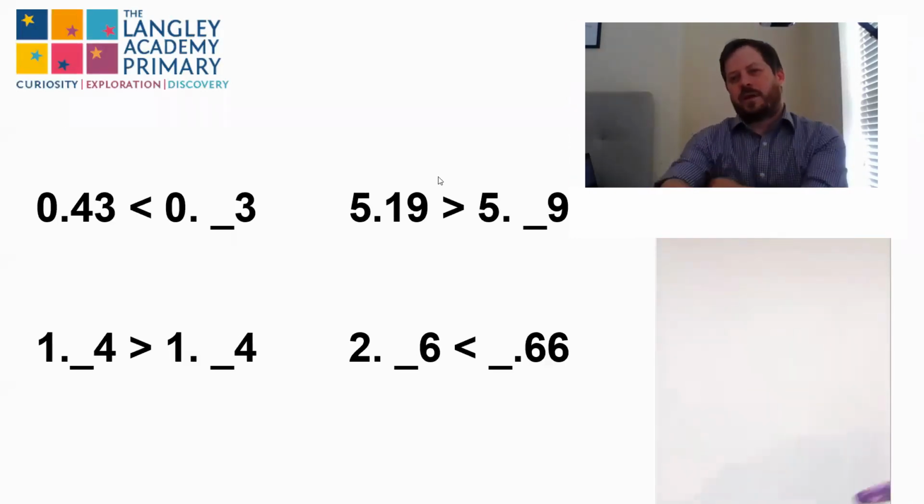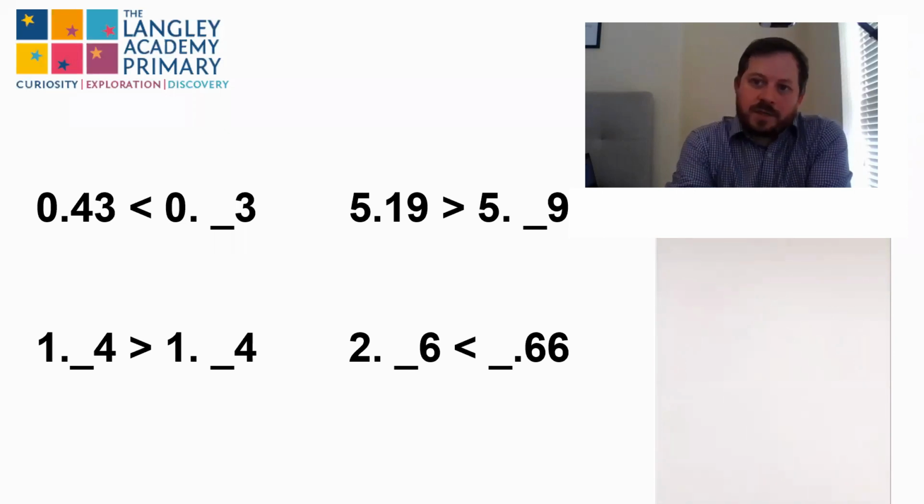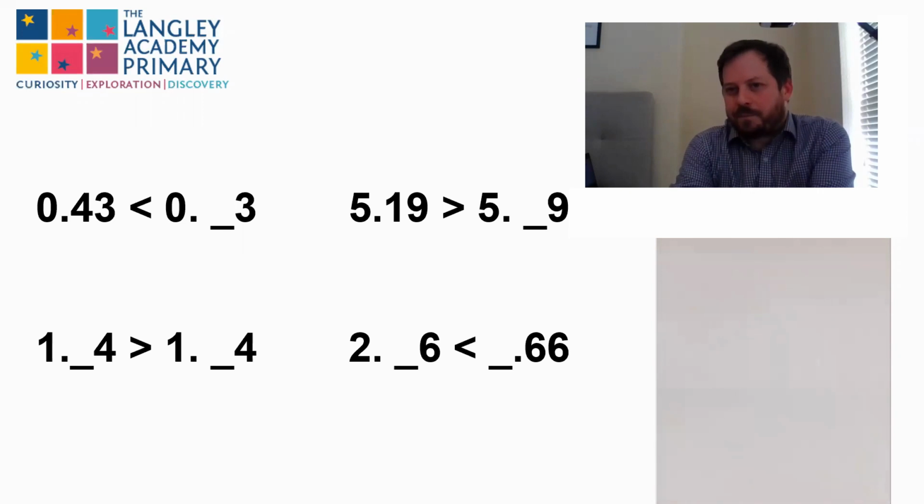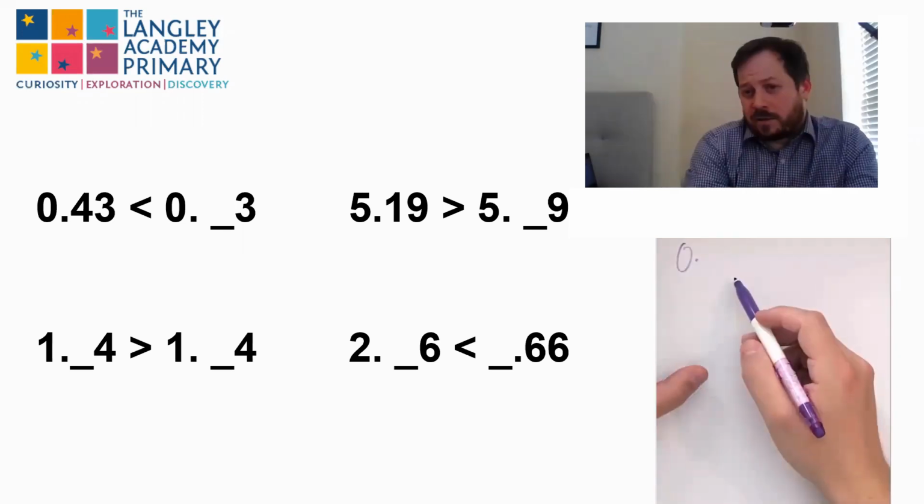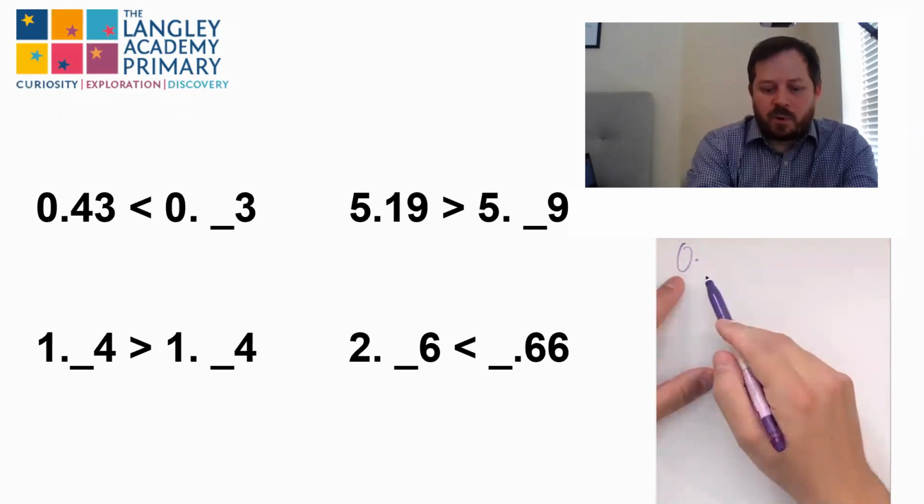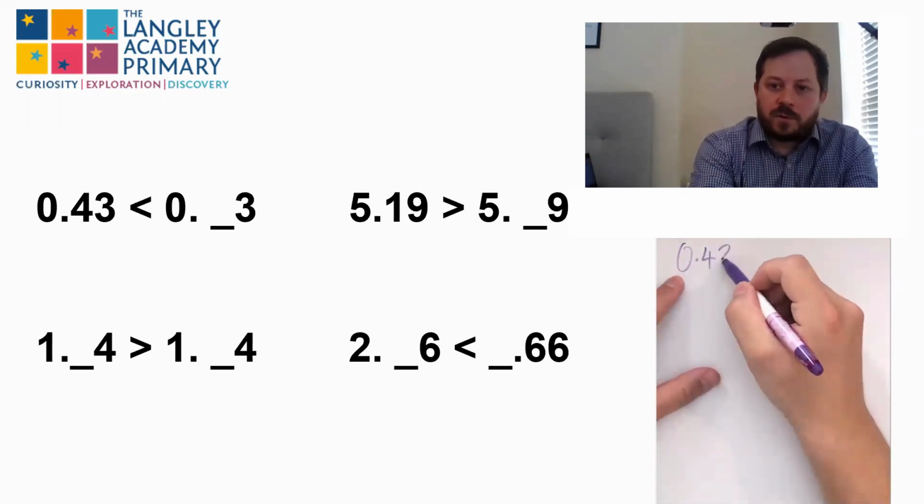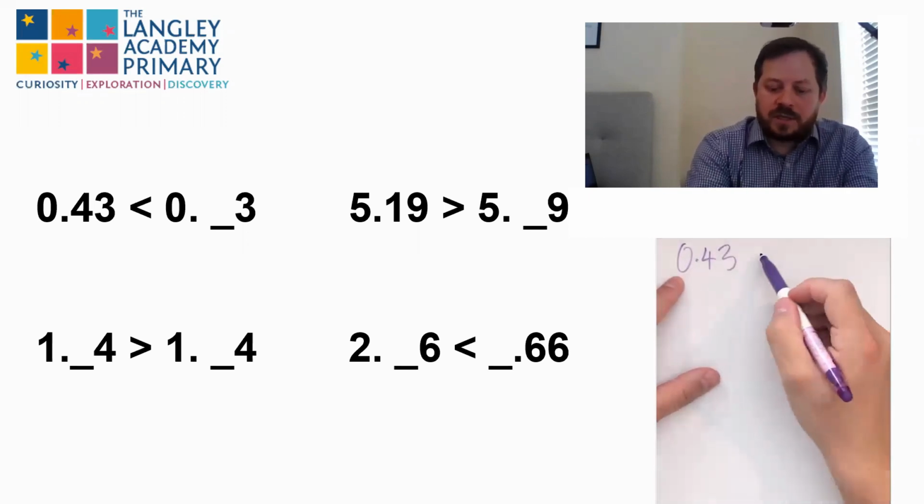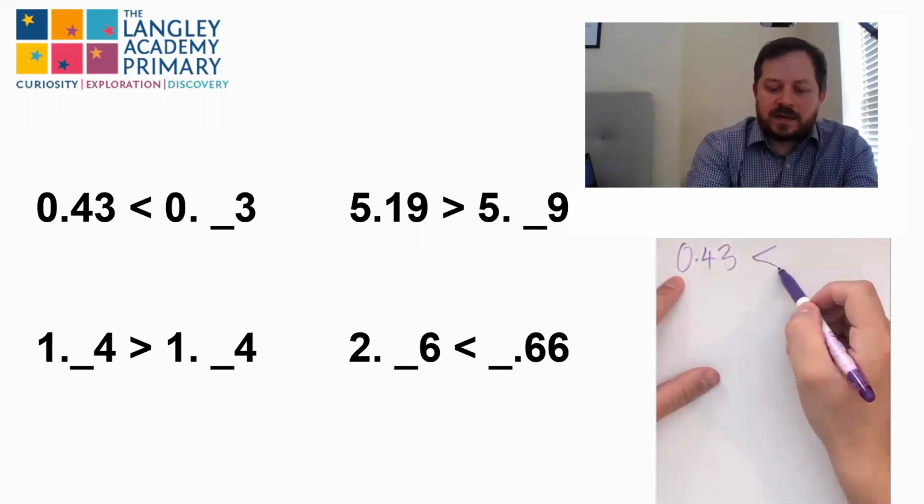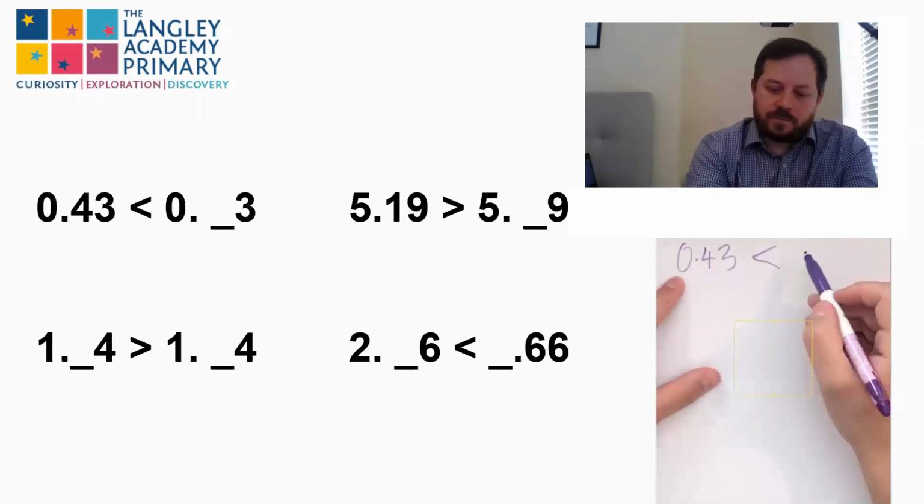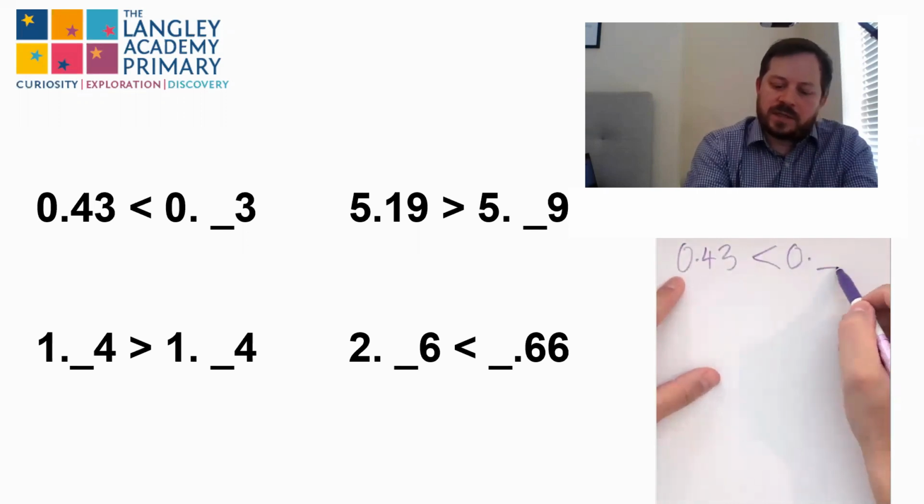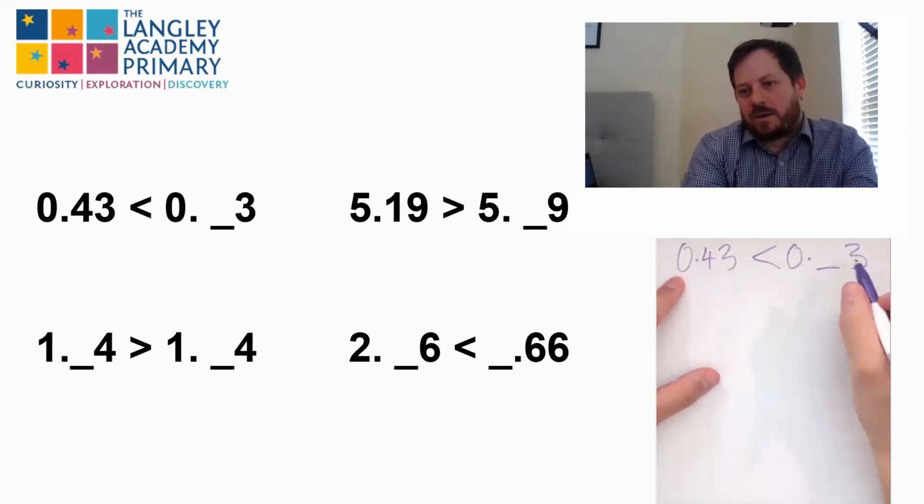Okay, so we're going to look at the harder questions you can get in comparing numbers, which is when there's a missing number. Now, as long as you follow the rules, actually, this shouldn't be too hard. So let's look at the first one. We've got 0.43, which is going to be less than whatever the number is on this side, which is 0 point something 3. We follow our rules.